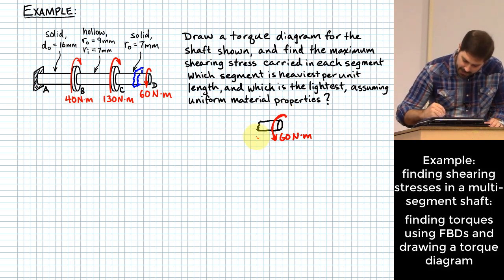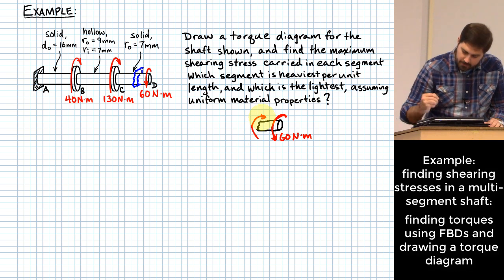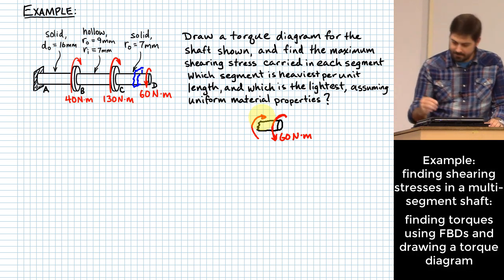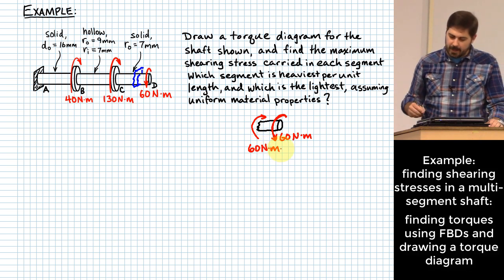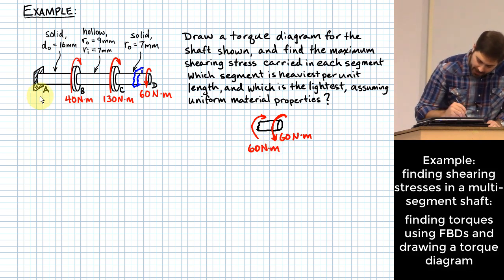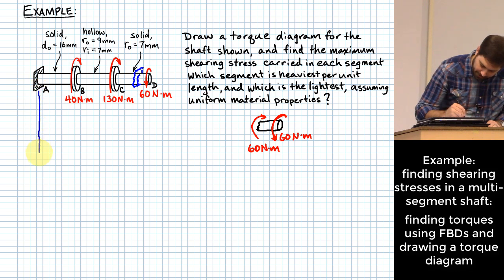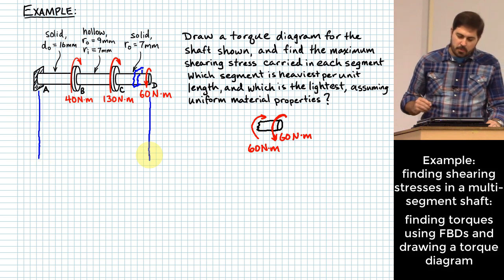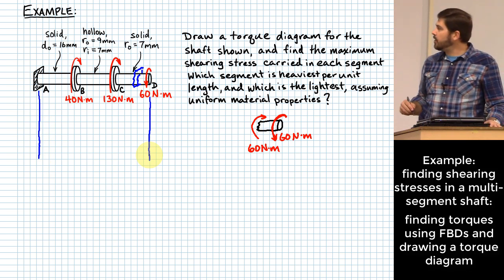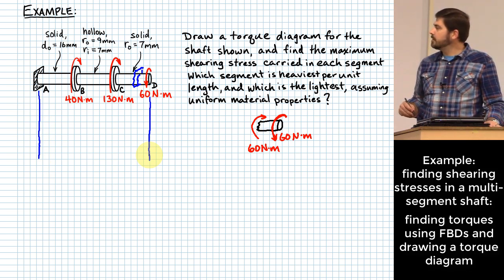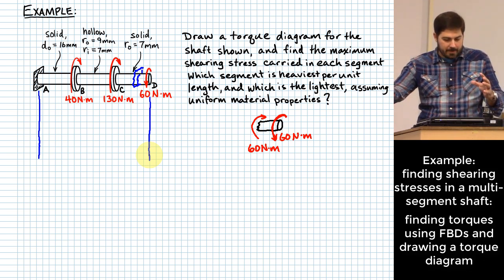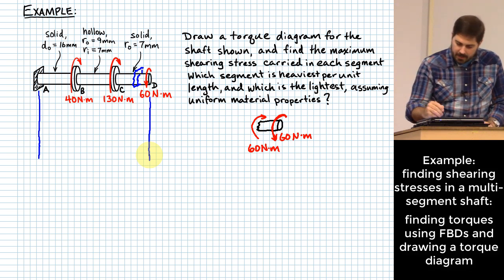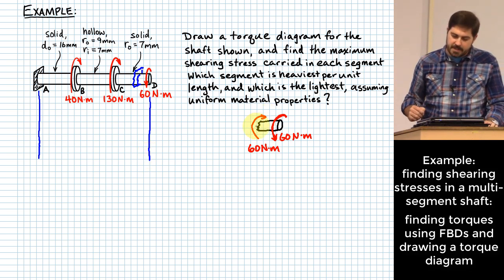60 Newton meters, but it has to go this way. Okay? So if I'm going to do a little plot of what all of my torques are in all of my segments, anywhere between C and D, I'm going to be carrying 60 Newton meters. And if I'm looking at the torque reacting on the piece to the right, it's going to be going the direction of that 60 Newton meters.